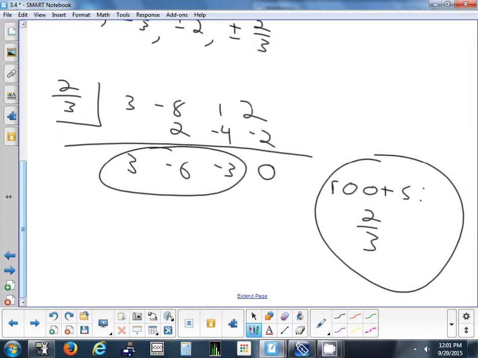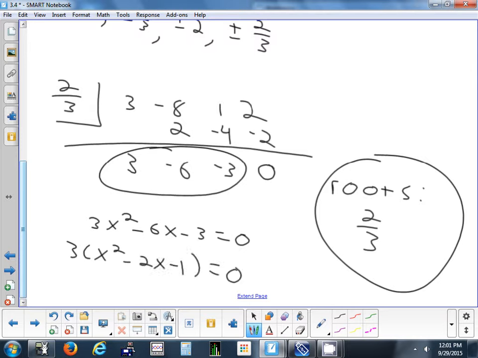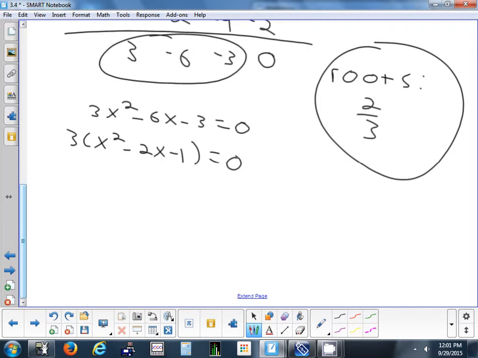Okay, now let's focus on this quotient. 3x squared minus 6x minus 3. Yep, factor out a 3. That's x squared minus 2x minus 1. Okay, and does that factor? No, because you're going to need a -1 and a positive 1 to get that, and that would wipe out your middle.